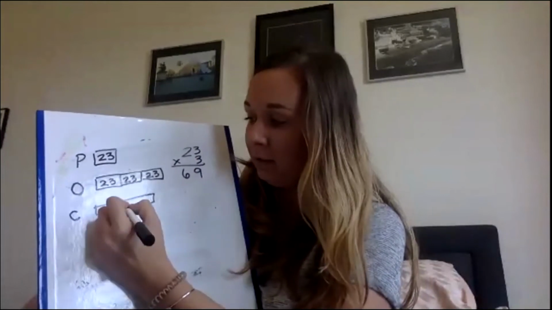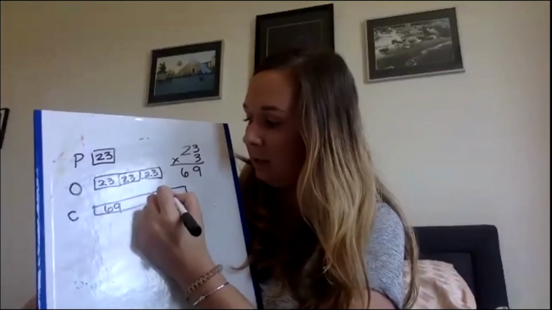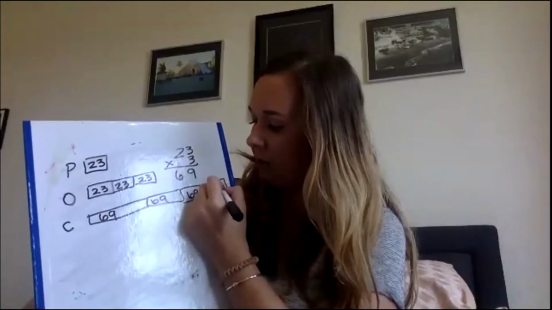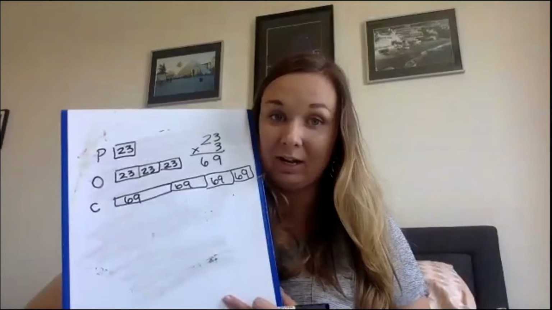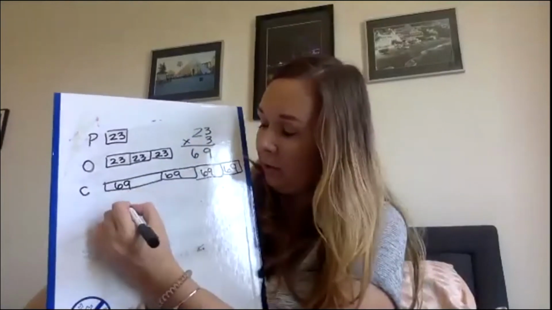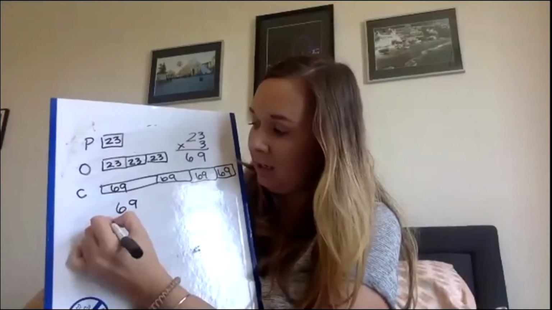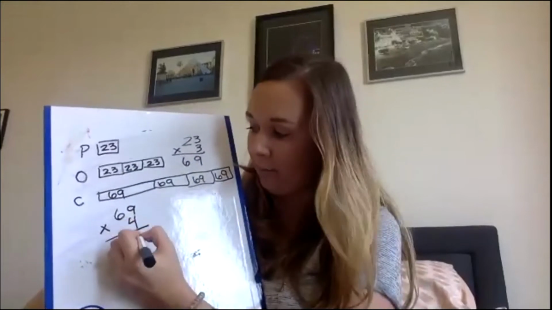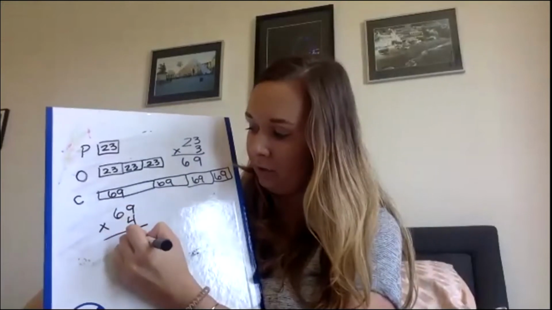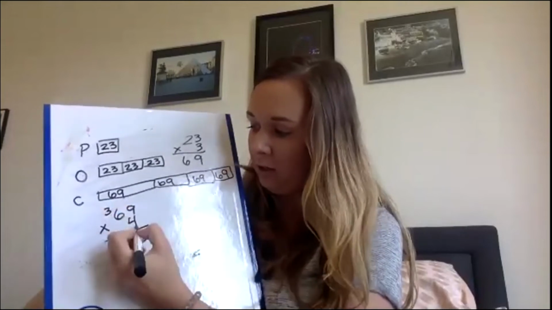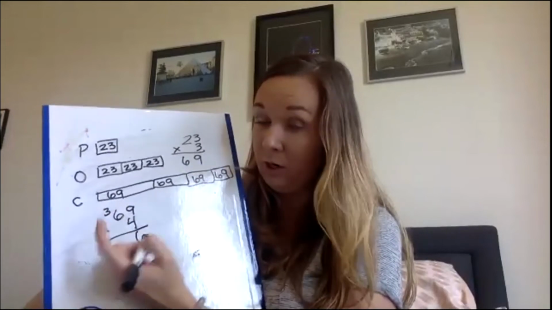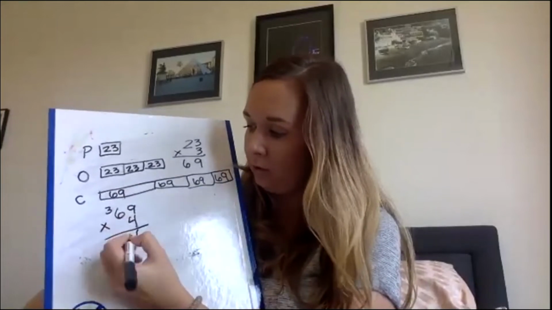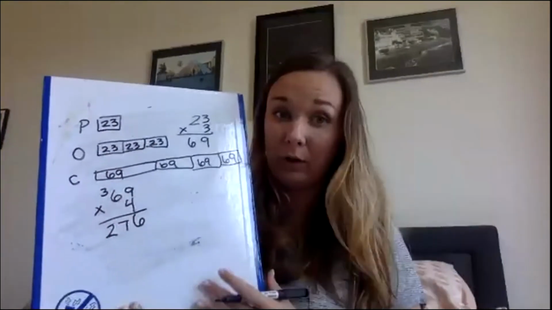So I have 69, 69, 69, and again, those boxes should be the same size. I ran out of space, and we're going to do 69 times 4 because I see 69 4 times to figure out how much corn. 9 times 4 is 36, carry the 3. 4 times 6 is 24, 25, 26, 27, for 276 acres of corn.